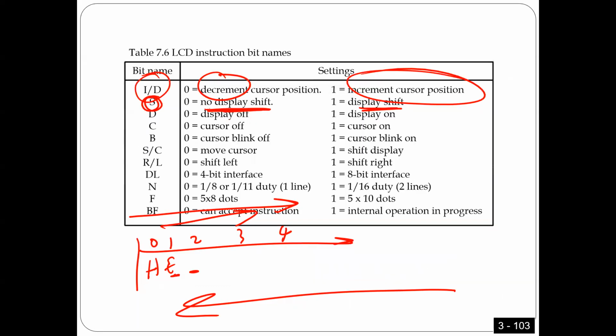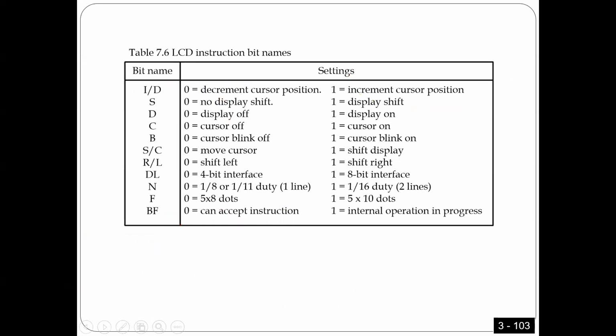D, C, B, as you see, they are here. Let's look at D first. This bit controls whether the display is on or off. If you put 0 in this bit, that means you want to turn the display off. If you put 1, you want to turn the display on. Is that okay? Because that's what you are going to need in the coming lab.